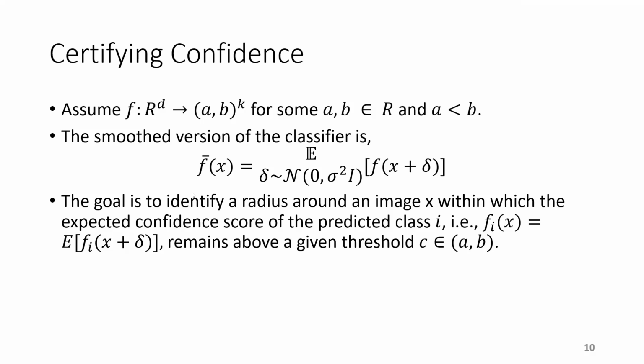More precisely, we want to certify that the expected confidence score of the predicted class i will remain above a given threshold, and this threshold should be within the interval from A to B, where A and B define the model's output range.